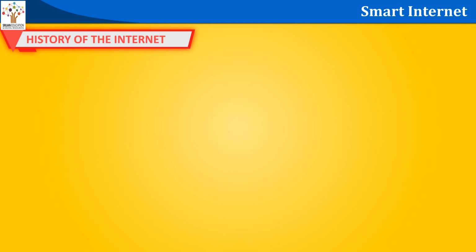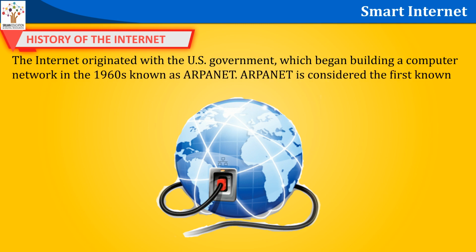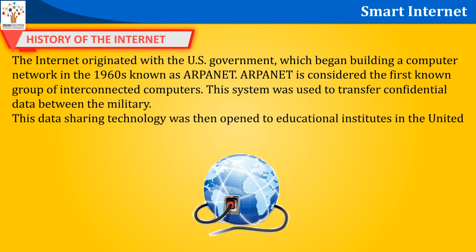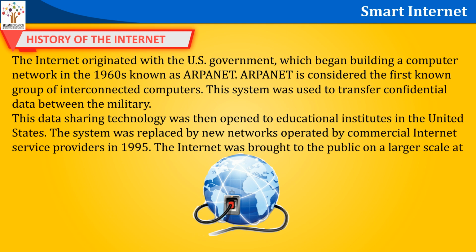History of the Internet. The Internet originated with the US government, which began building a computer network in the 1960s known as ARPANET. ARPANET is considered the first known group of interconnected computers. This system was used to transfer confidential data between the military. This data sharing technology was then opened to educational institutes in the United States. The system was replaced by new networks operated by commercial Internet service providers in 1995. The Internet was brought to the public on a larger scale at around this time.